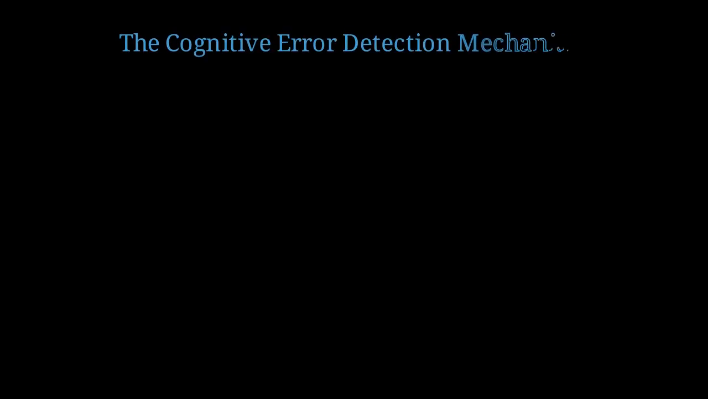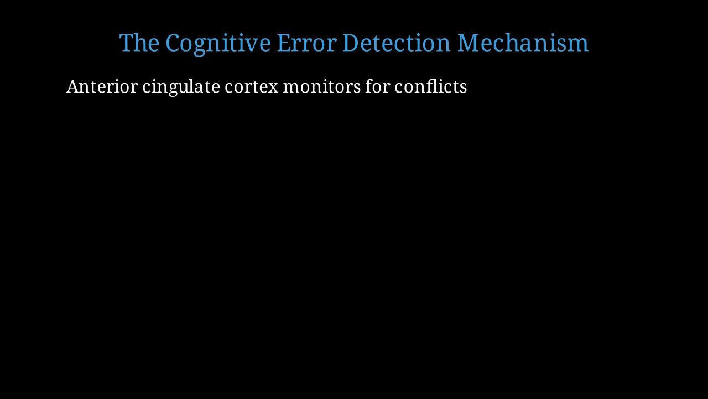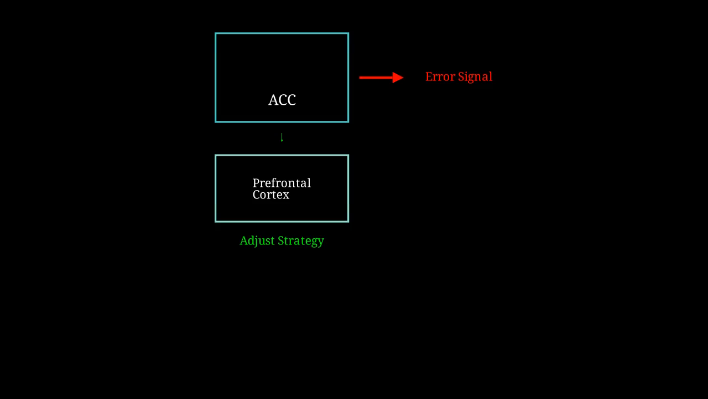Now let's talk about cognitive error detection. This applies to problem solving and mental tasks, not just motor skills. The anterior cingulate cortex is a brain region that monitors for conflicts and errors in cognitive tasks. It's like an alarm system that says something's wrong. When the ACC detects an error, it sends a signal to the prefrontal cortex, which then adjusts the cognitive strategy.